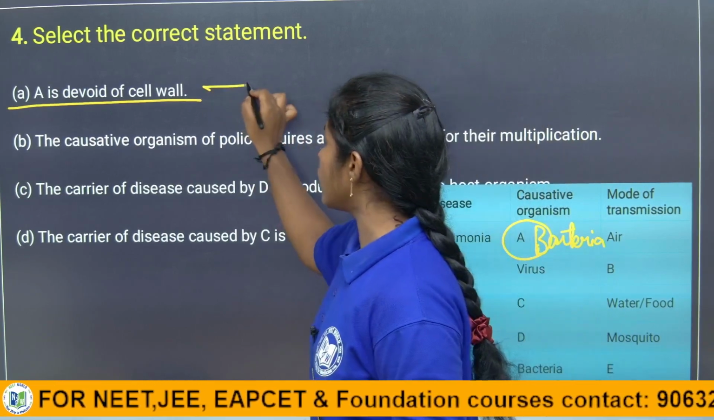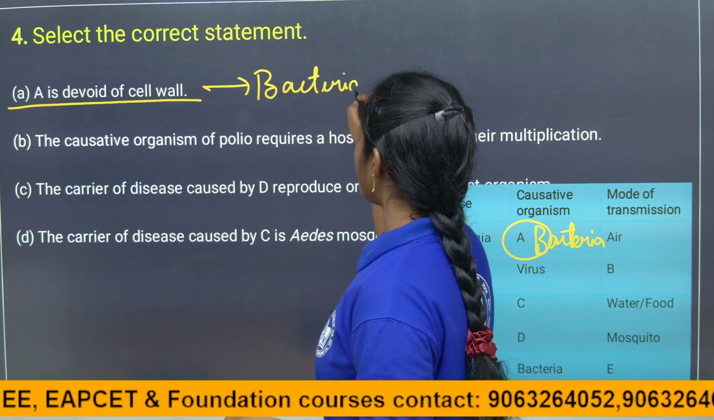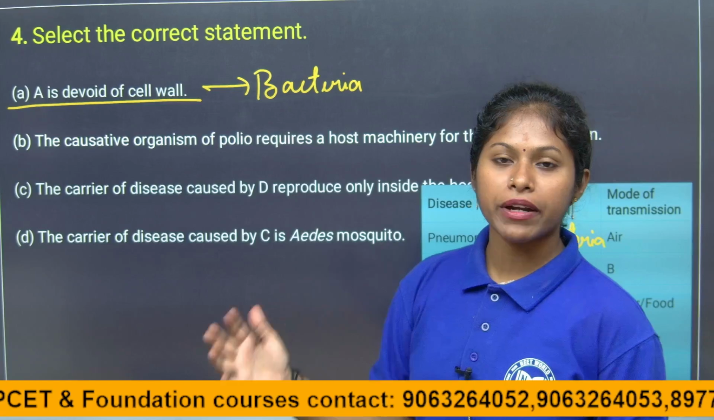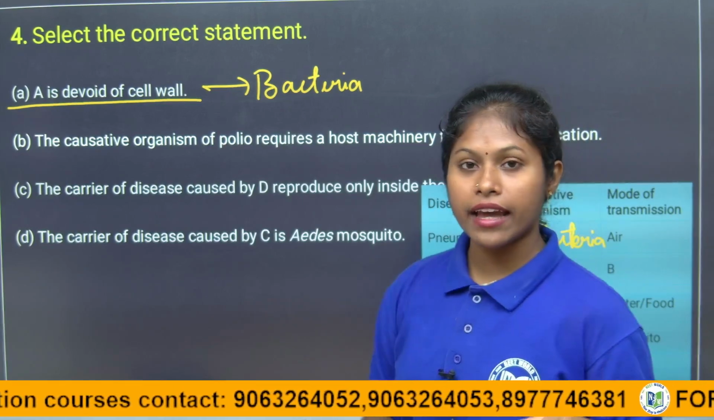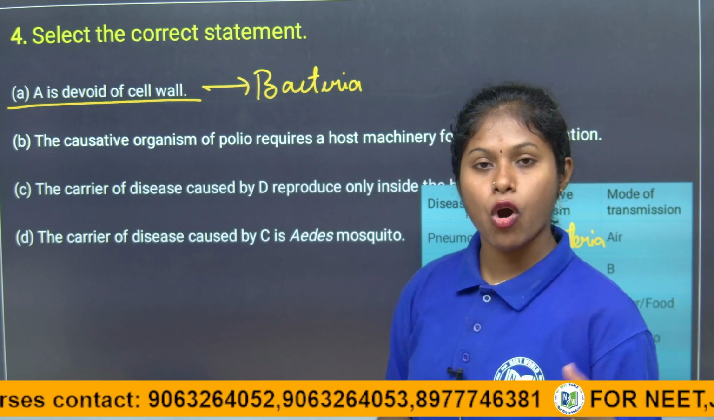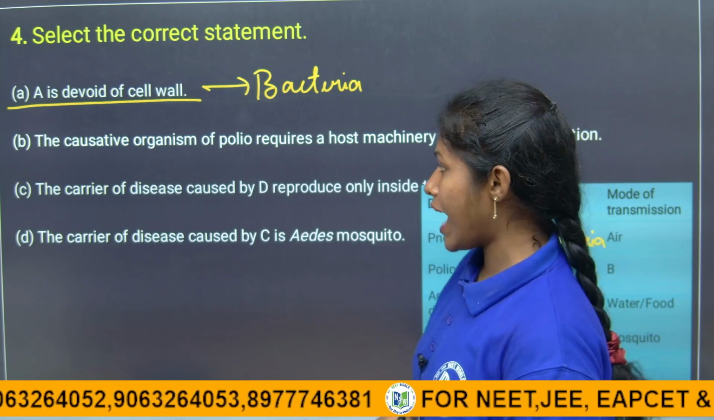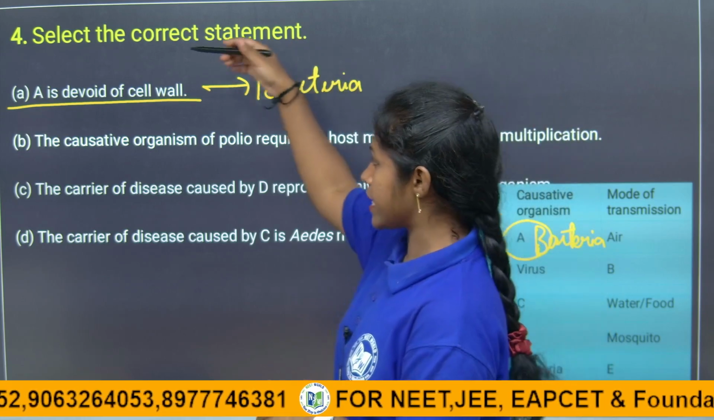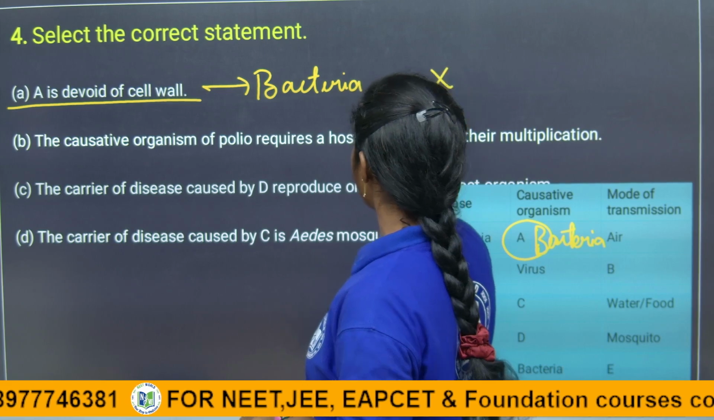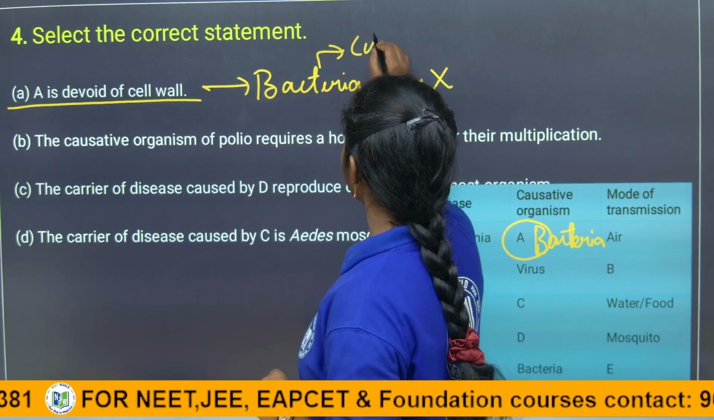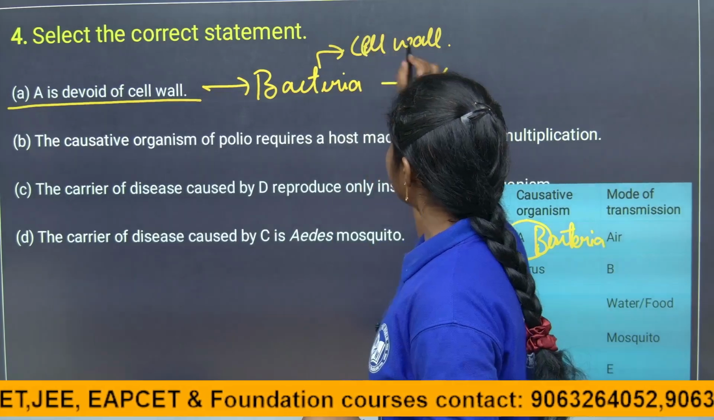Because of the cell wall only they can be present everywhere, omnipresent. The genetic material in it is present safely because of the cell wall. That is why they survive even in extreme hot conditions and extreme low conditions. So here they are asking for the correct statement. The first option A, devoid of cell wall, is the wrong statement, because bacteria have the cell wall. Coming to the next question.